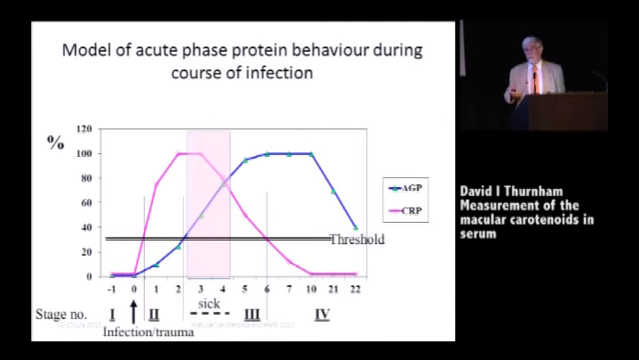So the important thing here is that apparently healthy people can have evidence of subclinical inflammation. Subclinical inflammation will disturb the relationship between how you interpret the plasma concentration in terms of a dietary intake.